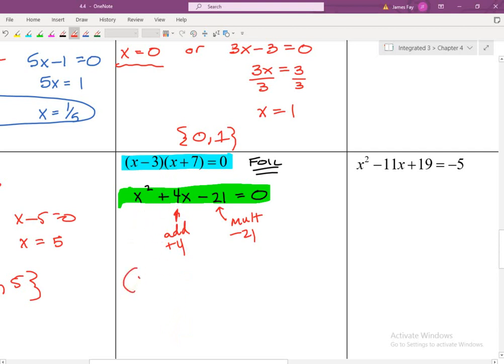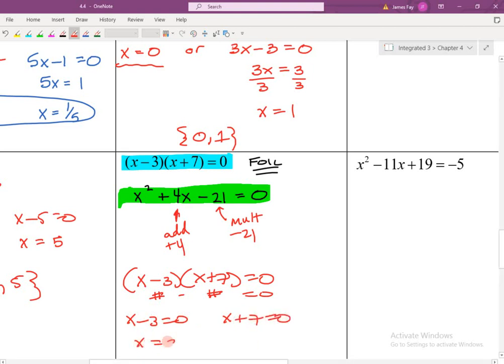So we write the x squared plus 4x minus 21 as x minus 3 times x plus 7 equals 0. And then this is a number times a number, and we get 0, right? So let's say then x minus 3 should be 0, and x plus 7 should be 0. This will give me x to be 3. This will be x to be negative 7. Does that make sense?